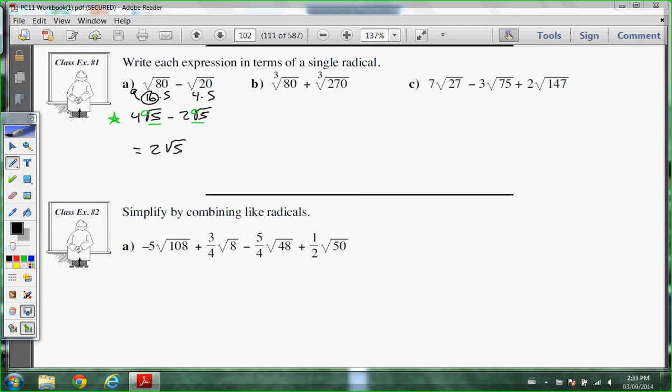Okay, next one. Now we're dealing with cubes. I know a little more difficult because we don't know them as well, but we do know that 8 times 10 is 80, and we know 8's a perfect cube. And then we're going to use 27 times 10, because 27 is a perfect cube. Cube root of 8 is 2, so I get 2 cube root 10. Cube root of 27 is 3, so I get 3 cube root 10. Now I have like index, like radicands. I can put these together. 5 cube root 10.